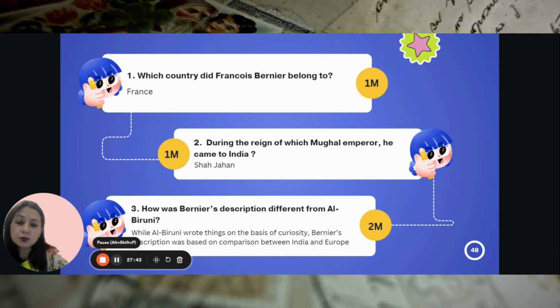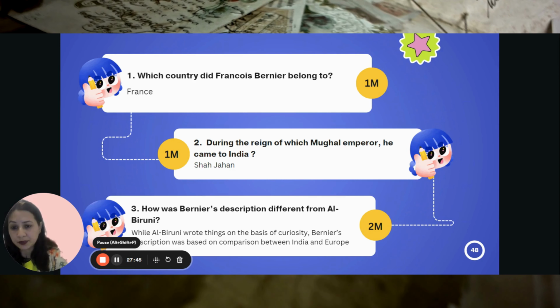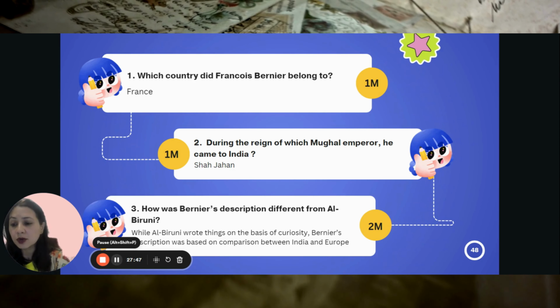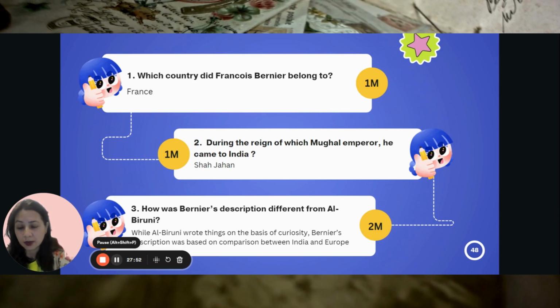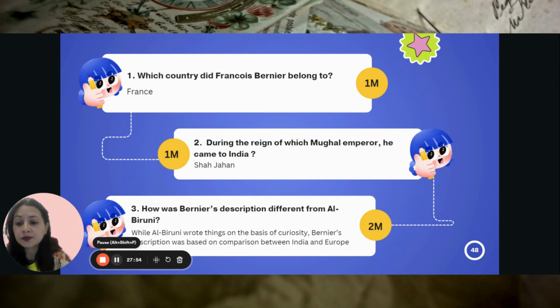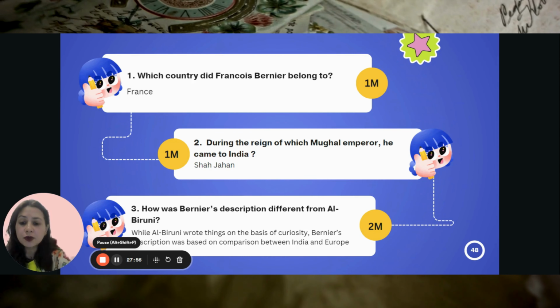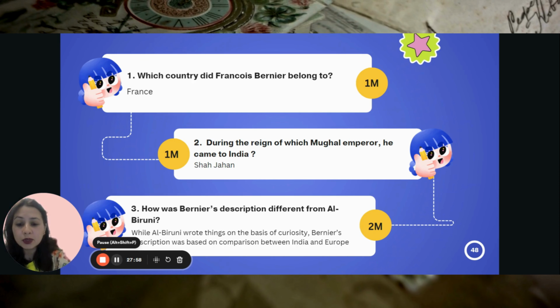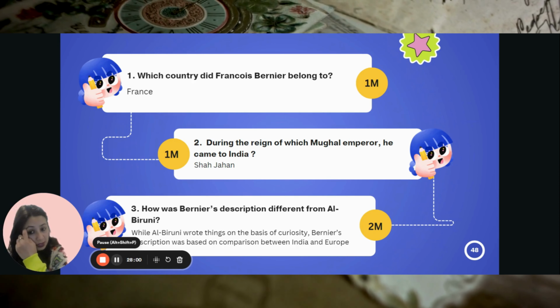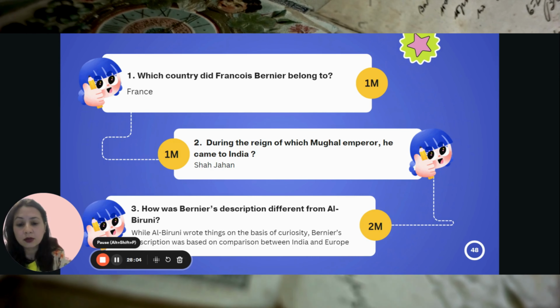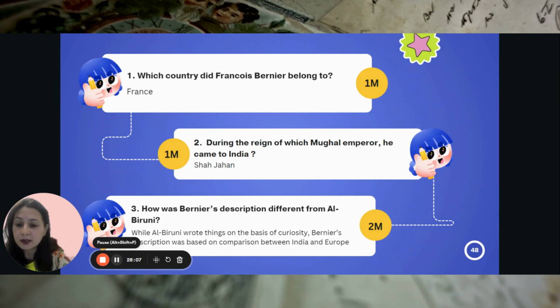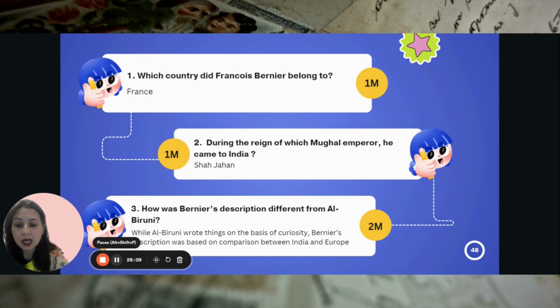During the reign of which Mughal emperor did he come to India? Shah Jahan. Basically, Francois Bernier was the physician to Dara Shah, the son of Shah Jahan, Prince Dara Shah. How was Bernier's description different from Al Biruni's? While Al Biruni wrote things on the basis of curiosity, Bernier's description was based on comparison between India and Europe. That's why they were entirely different.